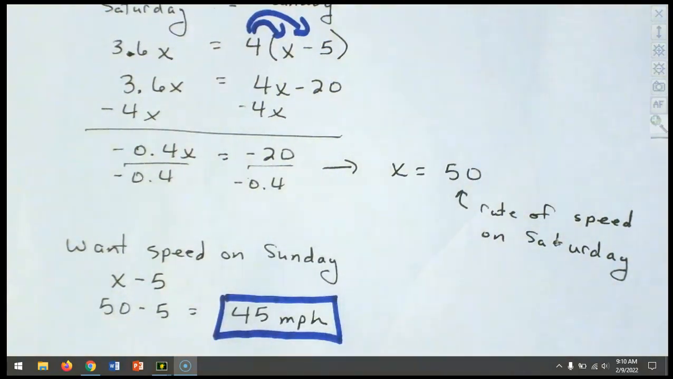Sometimes it may want the distance. Sometimes it might want the rate of speed. In this case, it wanted the rate of speed, but if it would have asked for the distance, you could have gotten that as well.